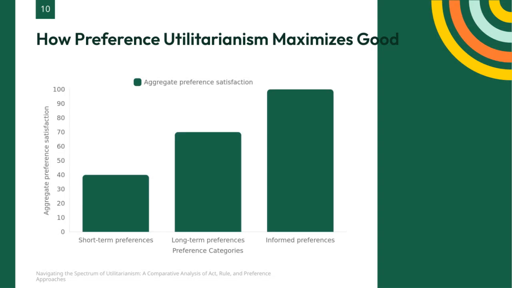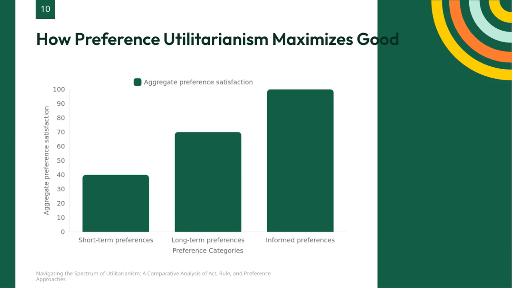Here we see how preference utilitarianism aims to maximize overall good by focusing on satisfying different types of preferences. The bar chart displays three categories: short-term preferences, long-term preferences, and informed preferences.